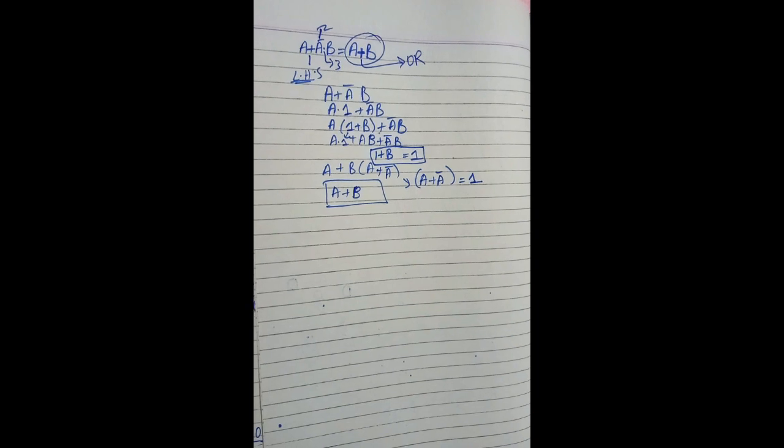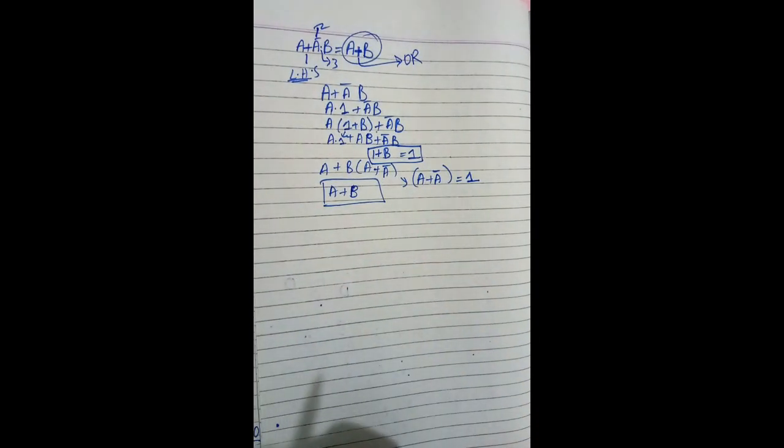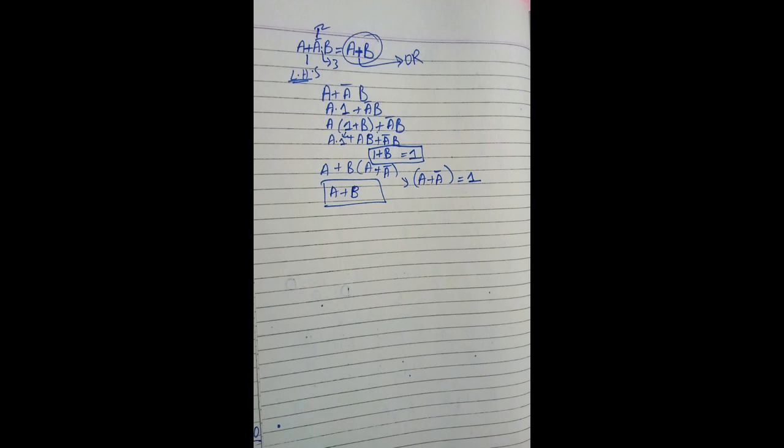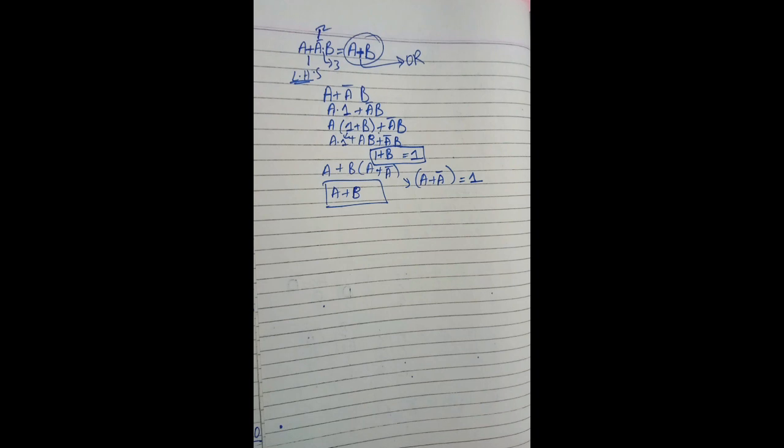Now this is a bit difficult to use in our expressions. So now we will study the Karnaugh map, K-map, which makes Boolean algebra easier. That will be our next lecture.